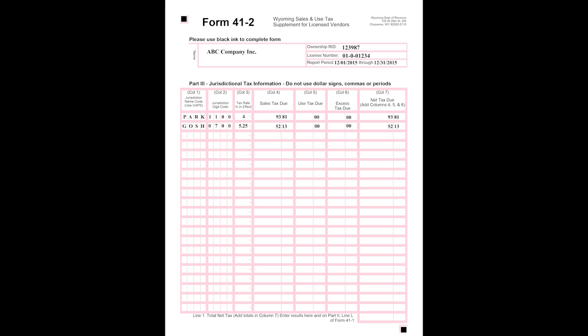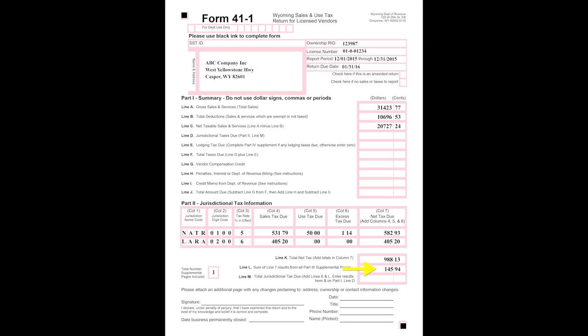Once you have recorded all of your sales, then those totals will be added together and listed at the bottom of the Form 41-2. Then you will carry that figure over to the Form 41-1 and enter the total into line L. You will then indicate the number of supplemental pages that were used in the box provided. Since we only used one, we will indicate this here. At this point, you will add lines K and L and place the total into line M.